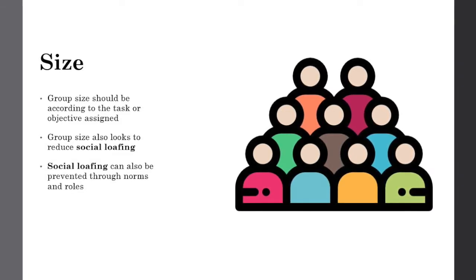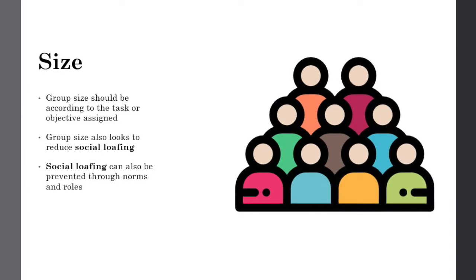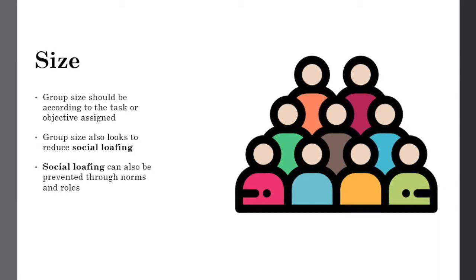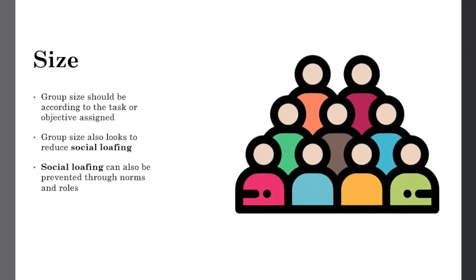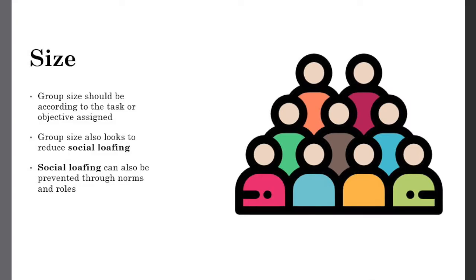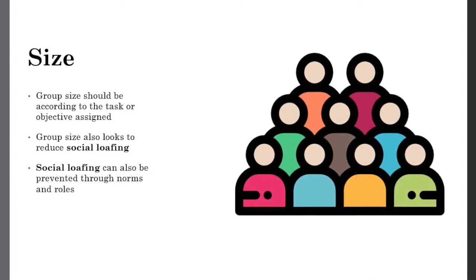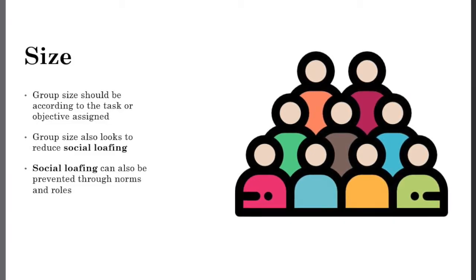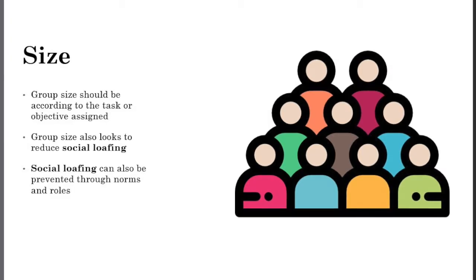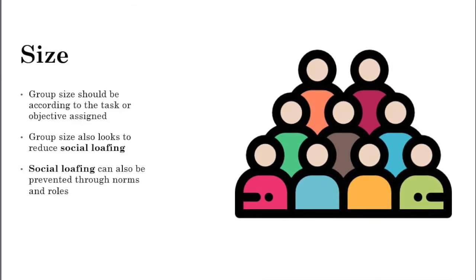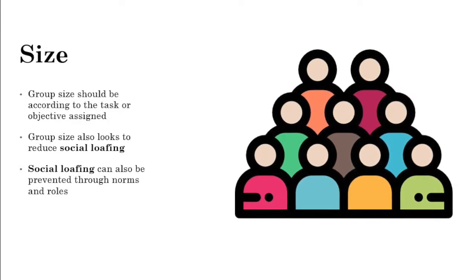What is social loafing? Social loafing is when someone in the group starts to work with less intensity because he thinks that the rest of the group is going to do the work for him. So he's kind of a free rider. He has in mind that if we're working on a task, he doesn't have to work as hard as he would if he were doing it alone. So keeping the size of the group specific to the goal is really important to avoid these kinds of behaviors. These behaviors can also be prevented through different norms and roles.